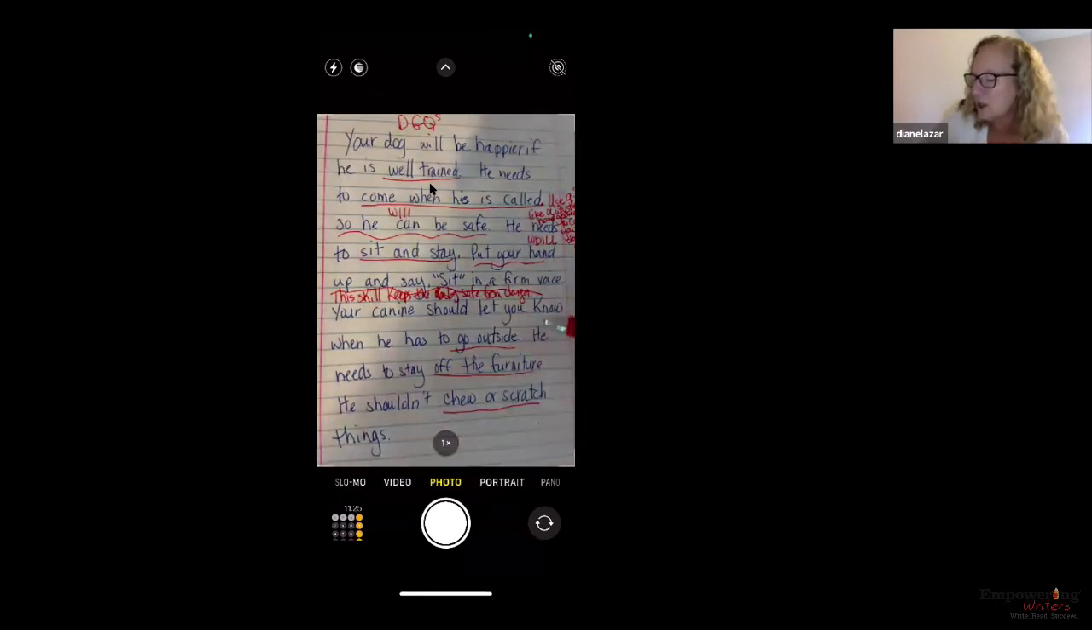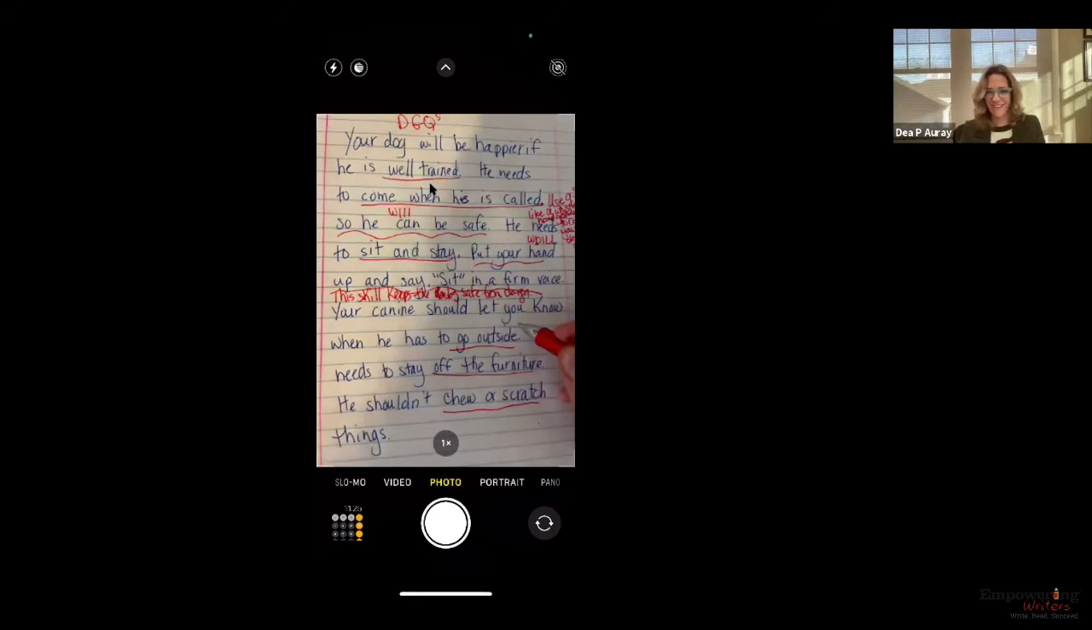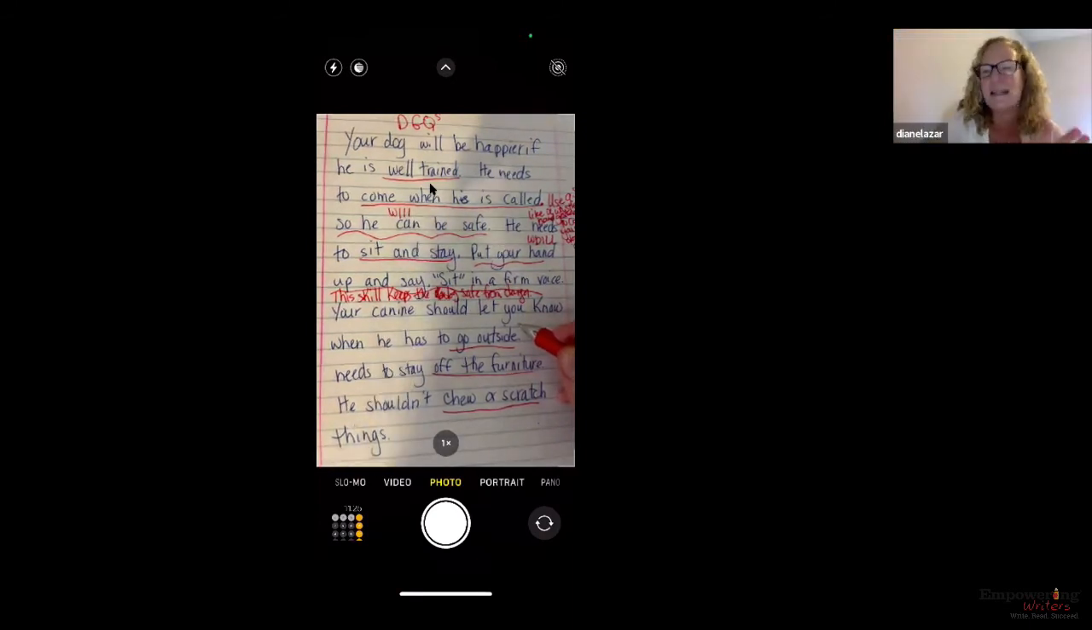Your canine should let you know when he has to go outside. All right, what does that look like? What kind of signs does your dog give you if your dog has to go outside? Yeah, some dogs will ring the bell or bark, scratch at the door, tap at the door. And they scratch at the door, for the record. Yeah, I know. Sometimes they just tap it with their nose. Sometimes that's not so bad.